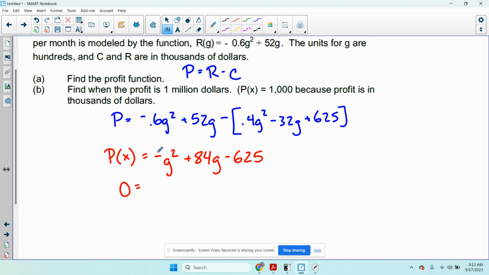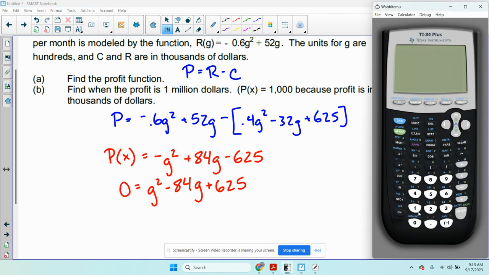So you can leave it the way it is, or to make it look a little bit nicer, you can divide everything by a negative 1, which is fine because it's set equal to 0. So I get g squared minus 84g plus 625. And we can use the quadratic formula, or I don't think it factors. I highly doubt it factors.